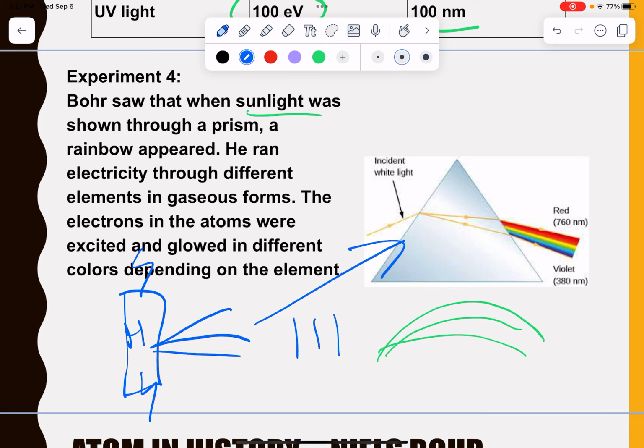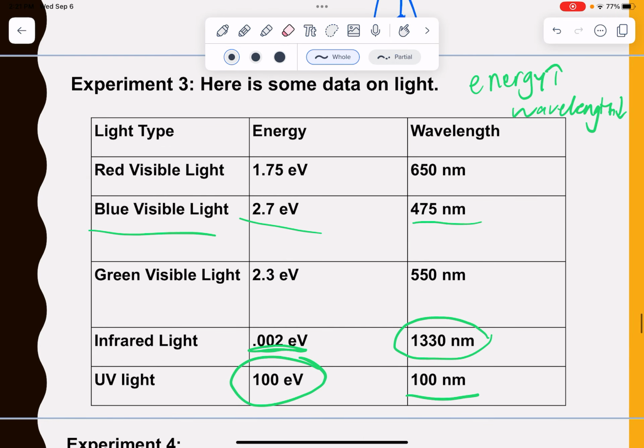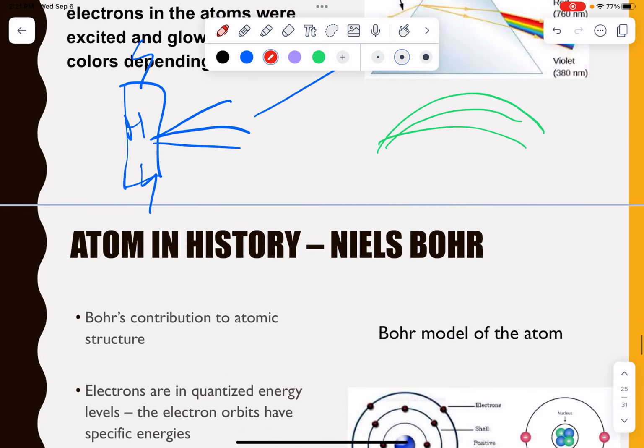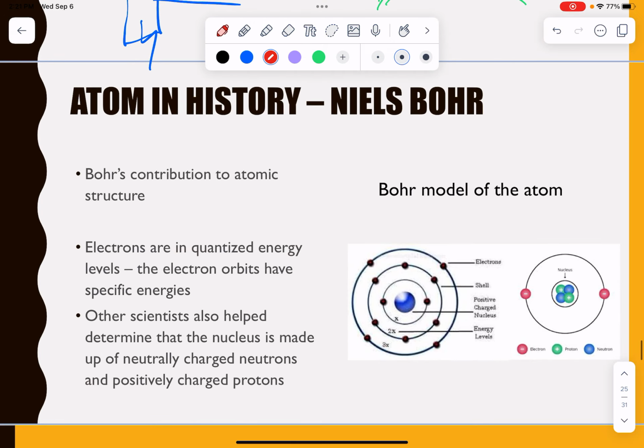And he did this with a couple different atoms and was able to realize that, hey, the electrons in hydrogen can only give off certain colors of light. Which he then related up here and said, hey, wait a second, if they can only release certain colors of light, then that means that the electrons only have certain energies that they can be at to give off light. Which brings us to his model.